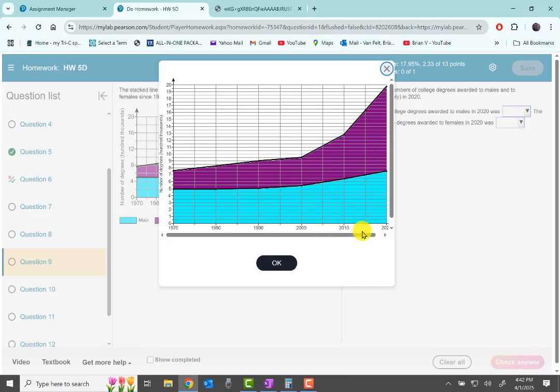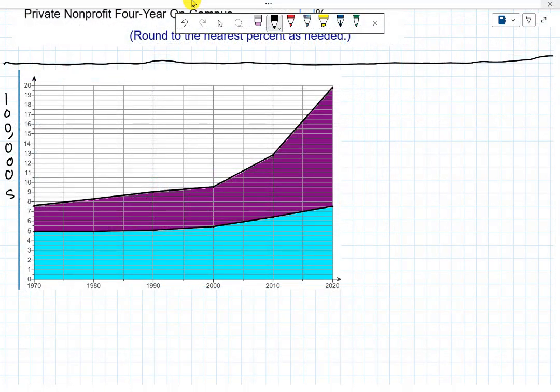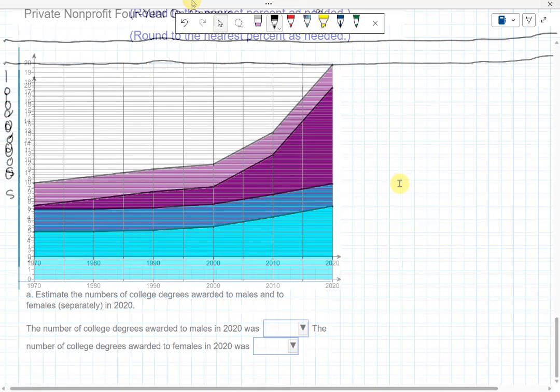I am going to copy that. Now, these are in 100,000, so let's keep that in mind. The data is in 100,000. So here's the graph when I've brought it in here, and this is per 100,000 students. They're going to ask us a variety of questions about this graph, and I'm going to show you how to get the best answers for those questions.